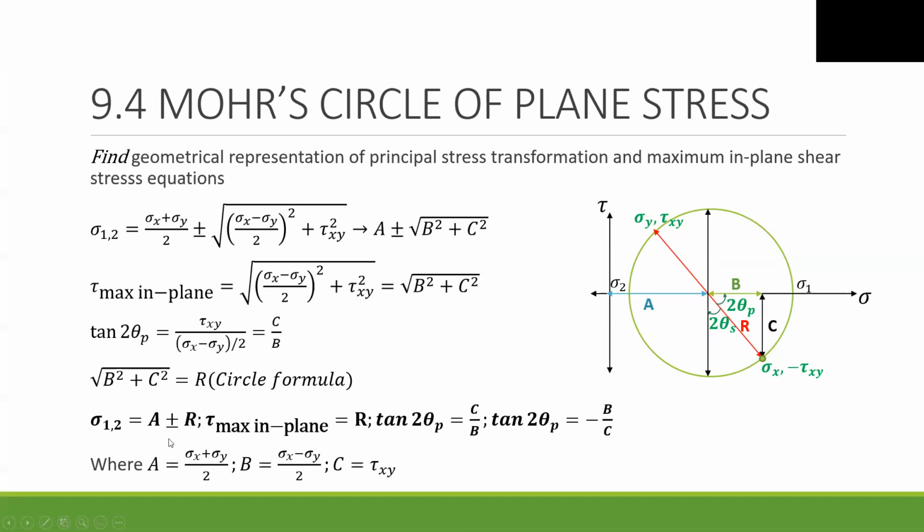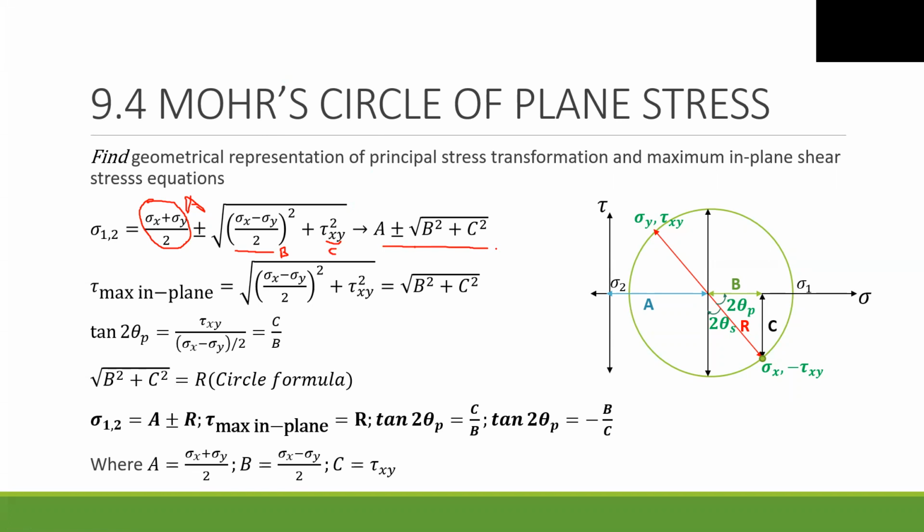First of all, I want to symbolize this term as A, and the term (sigma x minus sigma y) divided by 2, I want to present as B. And the tau xy term, I want to represent as C. After this symbolization, I obtain this function: sigma 1,2 is equal to A plus or minus the square root of B squared plus C squared.